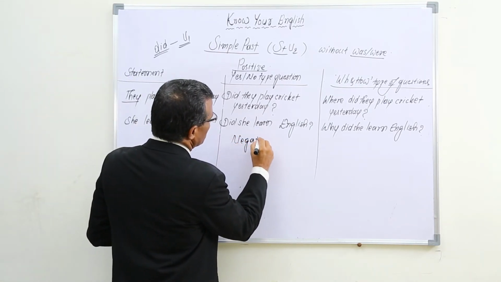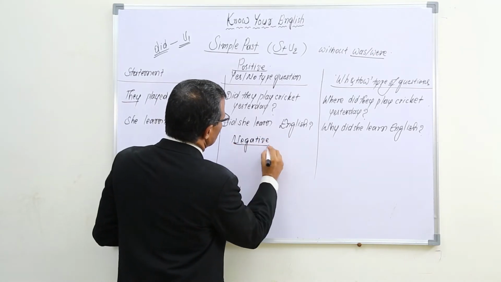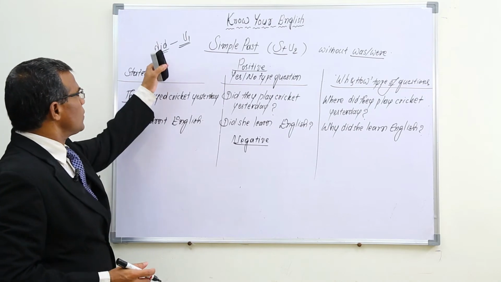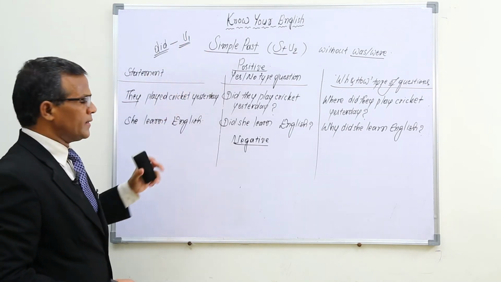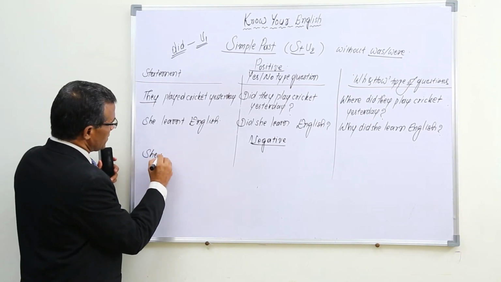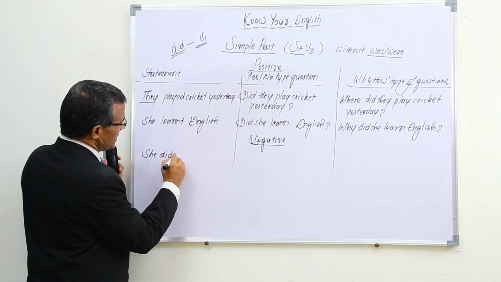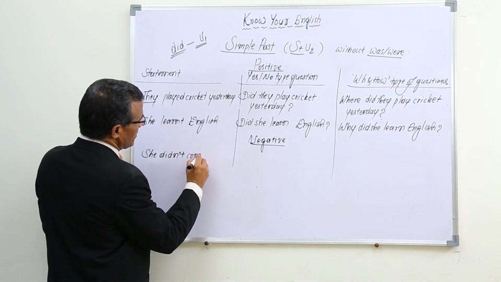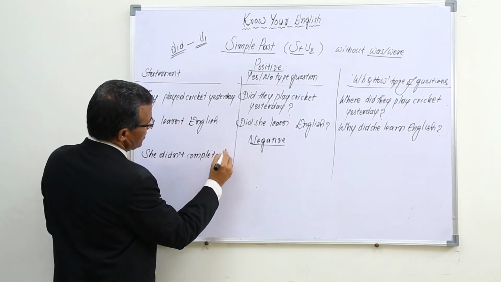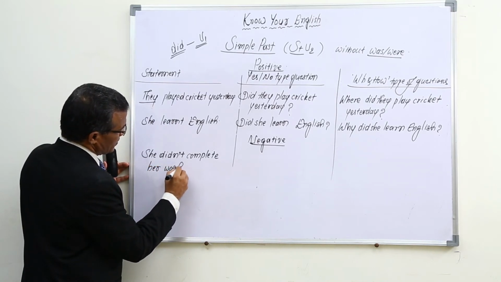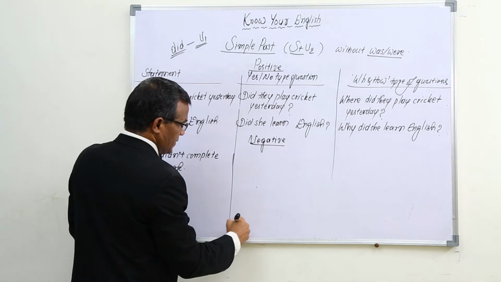Now let's learn negative. For negative also we have to take the helping verb did and V1 only. She didn't, did plus not. She didn't complete her work.